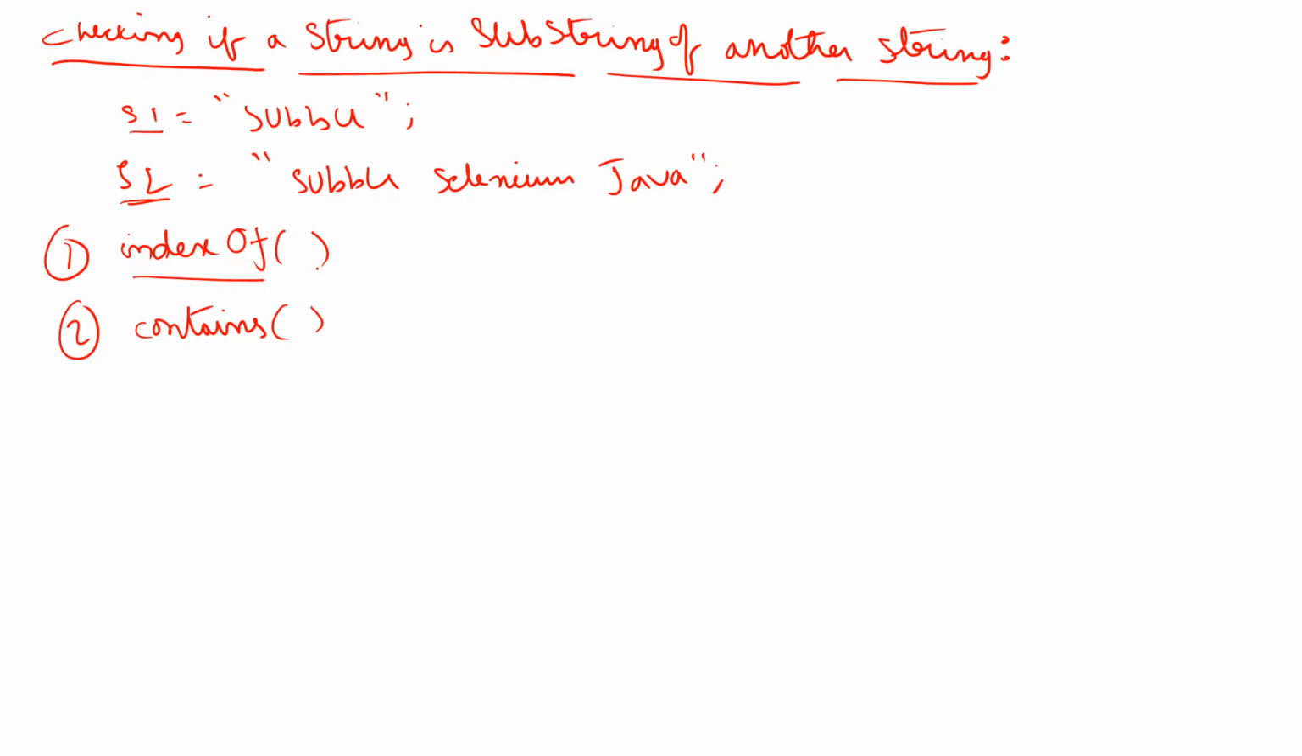Let's say I want to check if S1 is substring of S2. So here what I have to do is S2 dot index of S1. We are checking that if S1 is a substring of S2. That means what is the index of S1 in S2? That's what we are checking. If this is not a substring of S2, then it will result in -1. Otherwise, it will result a value above 0.